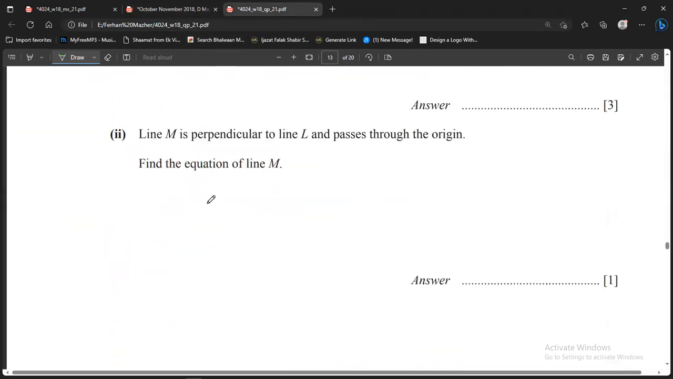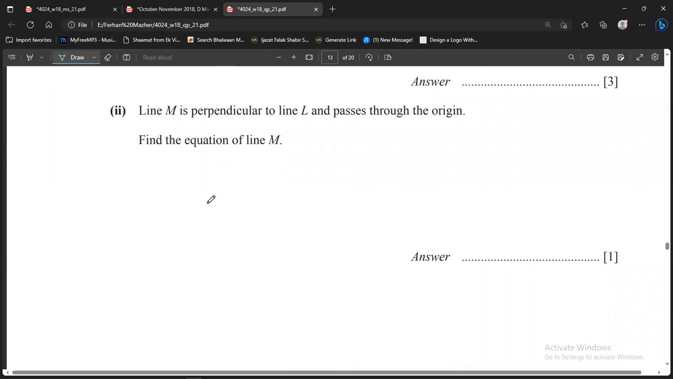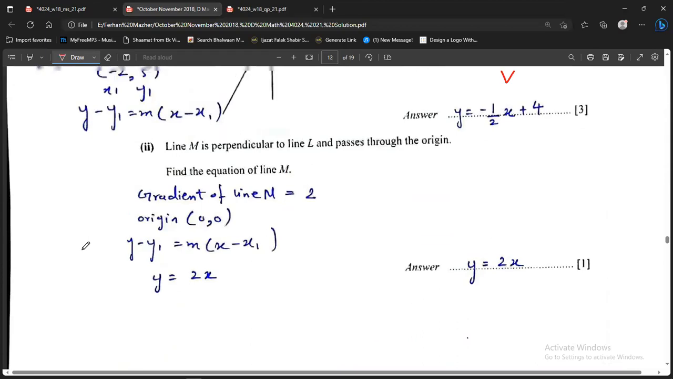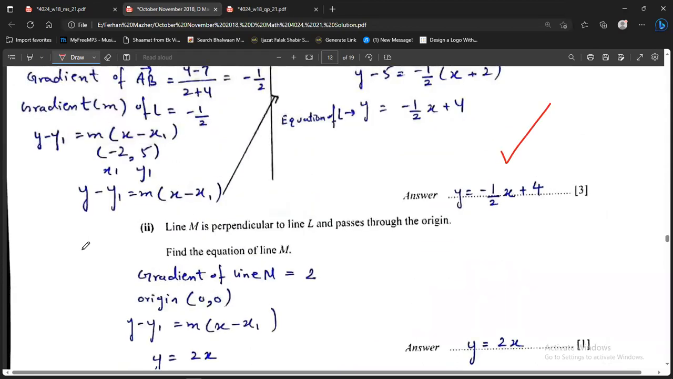Then we have, line M is perpendicular to the line L and passes through the origin. Find the equation of the line M. So I know the gradient of the line L, that is -1/2. The gradient of the line M will be, because M is perpendicular to line L, the reciprocal of the gradient of line L, that was -1/2, and you have to change the sign also. So it will become 2. So the gradient of the line M will be 2 only.